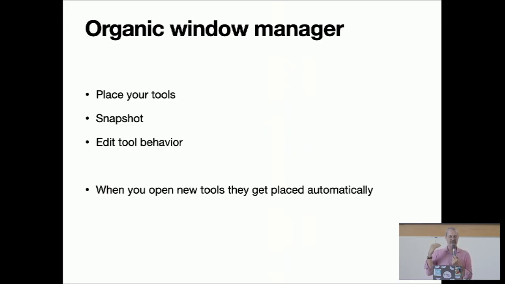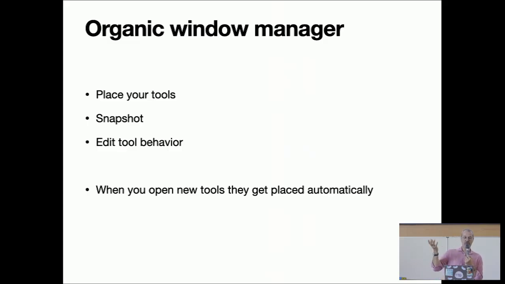So the idea is that with Cavrois, the organic window manager, you place your tools, you press snapshot, and you can edit the behavior of the tool, because sometimes you want to say, I want this to pop up or not. And then after, when you open a tool, it goes in the right place. So just to show you a bit. Here we have two code browsers, one playground, the test runner, the repository. We place them like that.